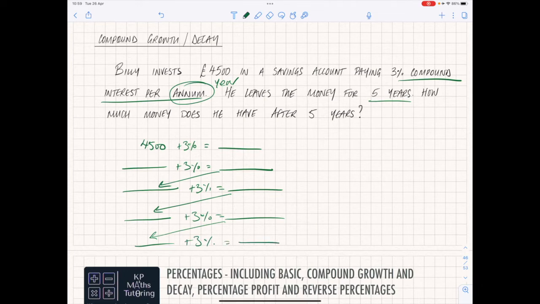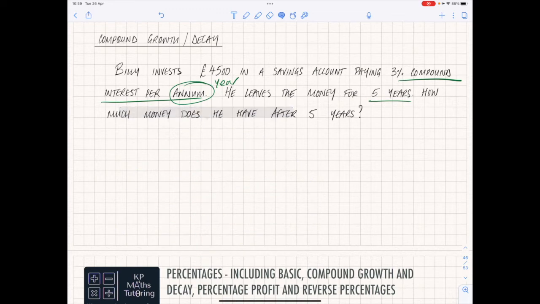So what's happening is that 3% is increasing every time, because 3% is being found of a new amount. That would take you quite a long time to work out 3% each year and add it on. So here's a shortcut. Here's a quick way of doing it. You take the investment, or the initial amount, and you times it by the single multiplier. And then you put it to the power of how many years there are.